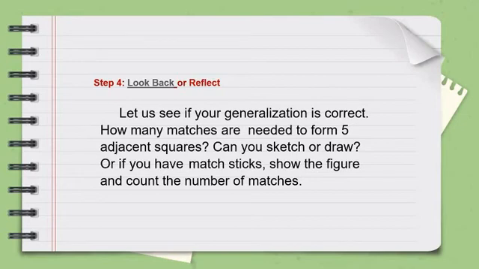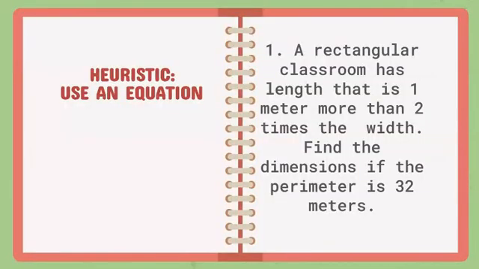Now, how many matches are needed to form 5 adjacent squares? Can you draw it to prove that your conjecture is correct, okay? Or if you have matchsticks, show the figure and count the number of matches. That can also be done, for you to check or look back. Another strategy, depending on the problem, you can use an equation, okay?